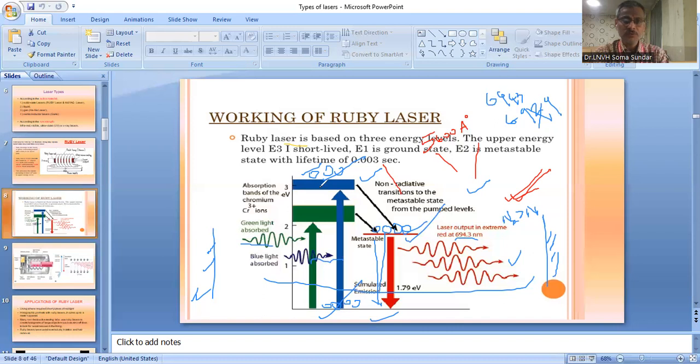So it is clear that in the energy level diagram, there is one spontaneous emission, and stimulated emission is followed by the spontaneous emission. The transition between the excited state and the metastable state is a non-radiative transition, and therefore we need to supply a cooling system inside the material to avoid damage to the ruby rod.